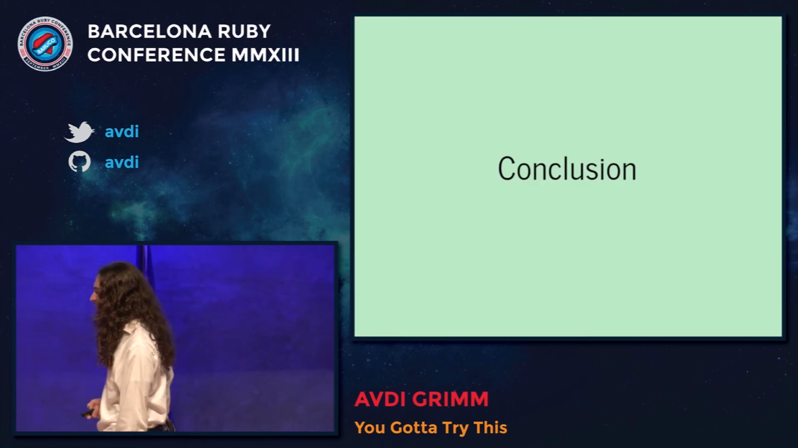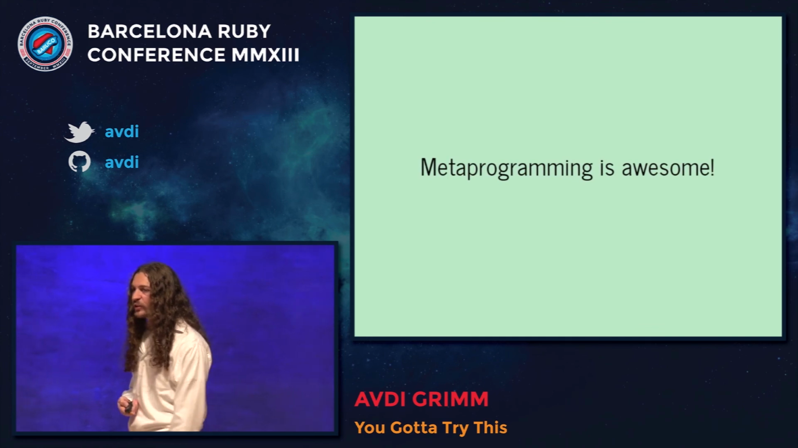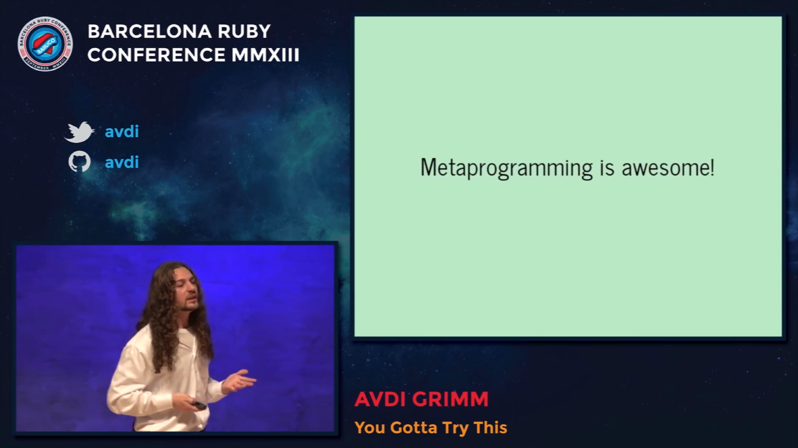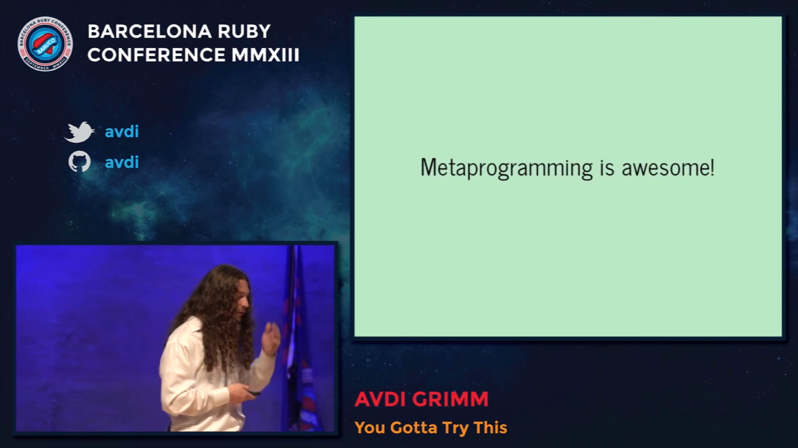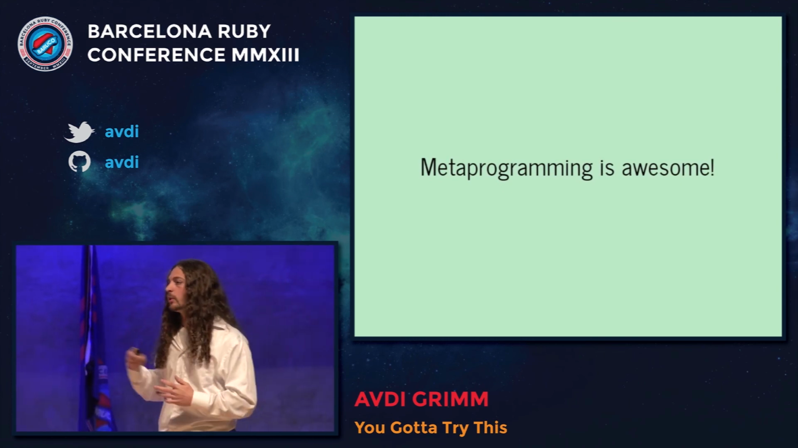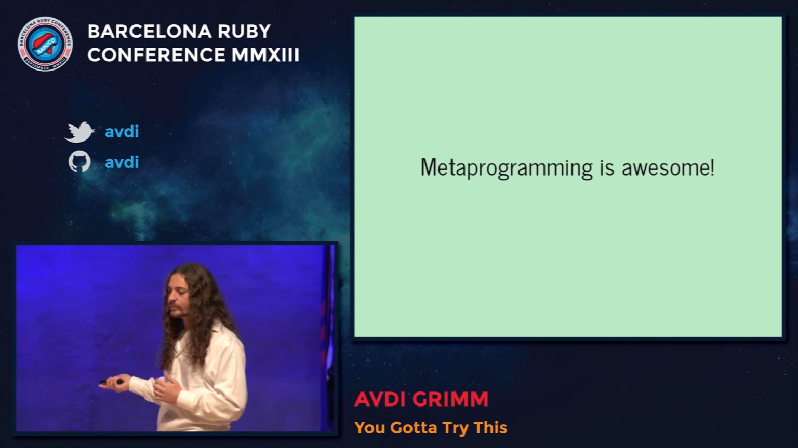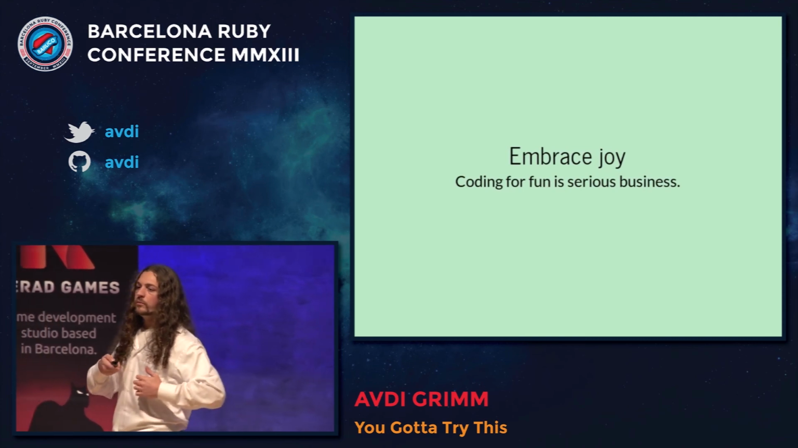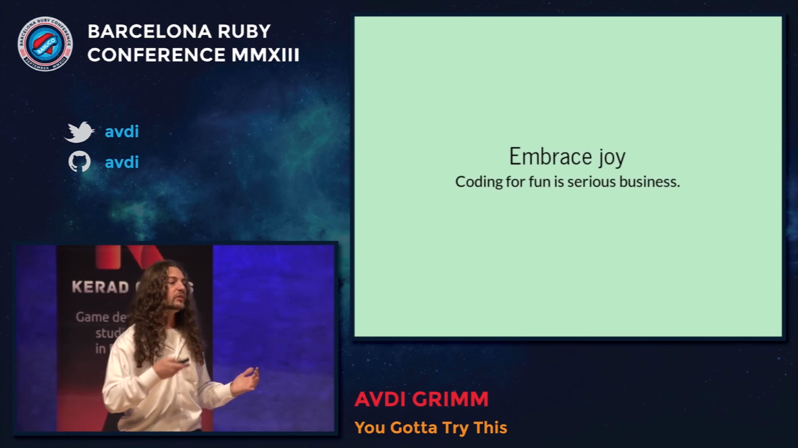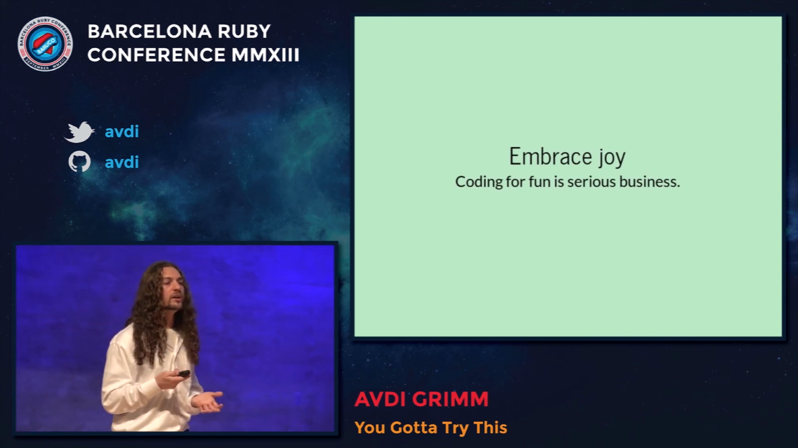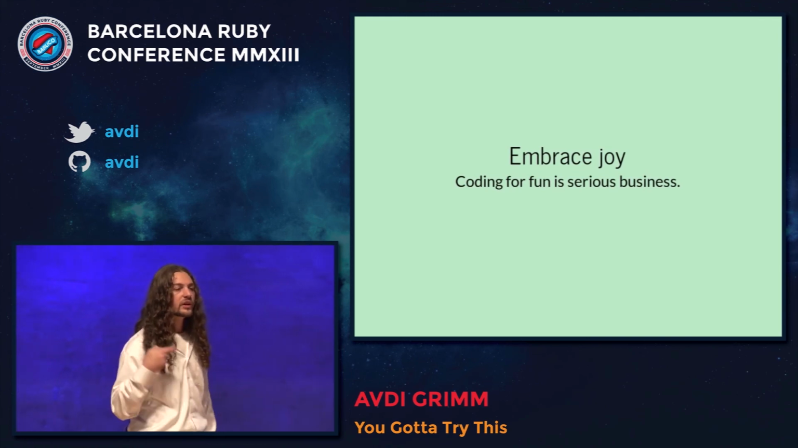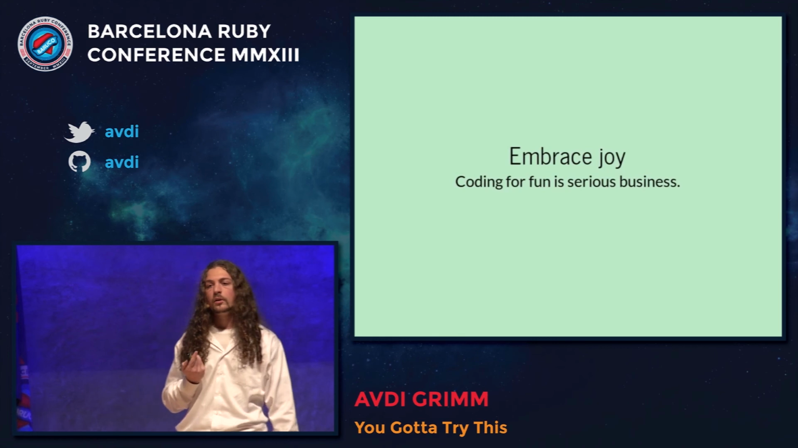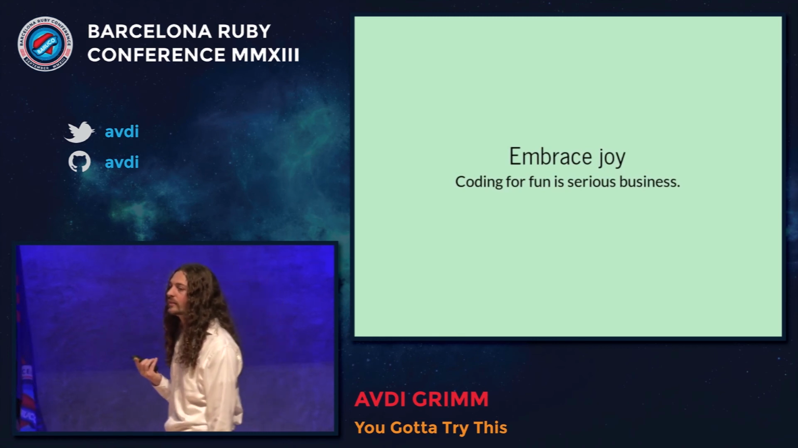All right, in conclusion. First thing I want to leave you with, obviously, metaprogramming is awesome. At least I think so. But even if metaprogramming is not your thing, even if you refactor for fun, or you do code golf, or you do speed optimization for fun, I want to encourage you to embrace these joyful coding activities, the kinds of coding that you do just for fun. This is serious business. This is important. I think that when we do fun coding, when we make time for that, it stretches our brains in good ways.